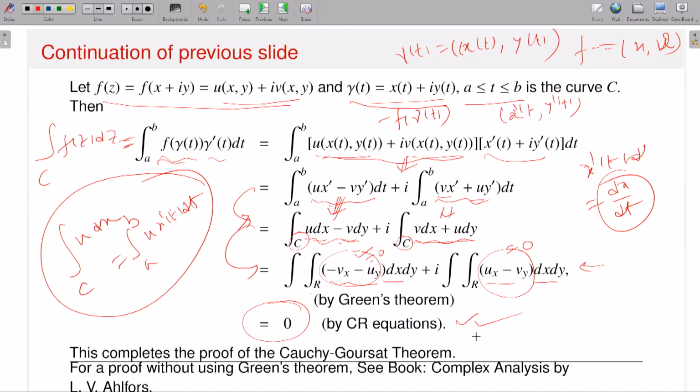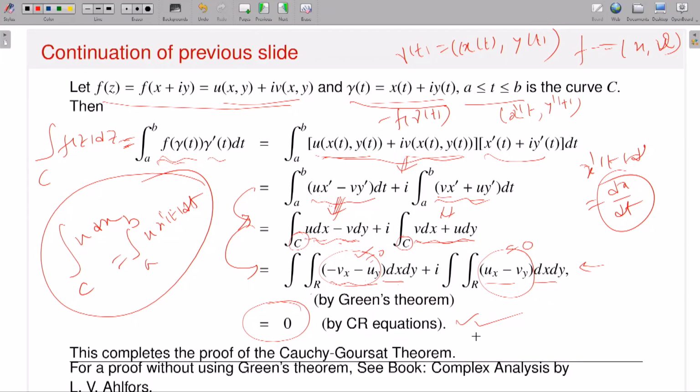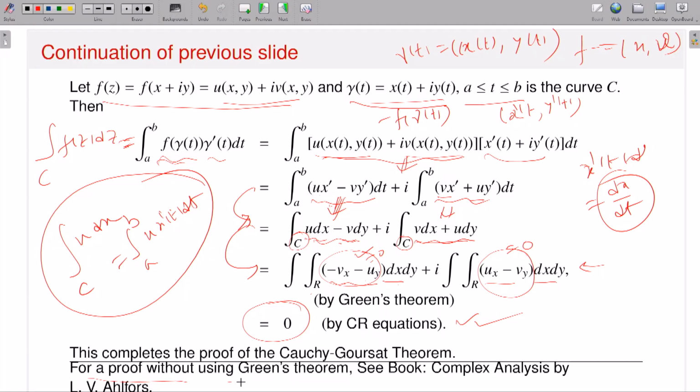Just write your contour in a parametric form, write f equal to u plus iv, use the definition of contour integrations, then use Green's theorem to change the integrations over the contour to integrations over a region. Then use the analyticity of f, that means ux, uy and vx, vy satisfy the Cauchy-Riemann equations, and it will give you that the corresponding contour integration is 0. Whatever simple closed contour I am taking, the value of the contour integration is 0.